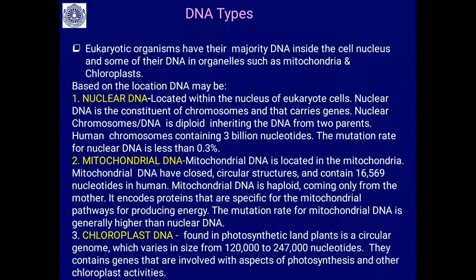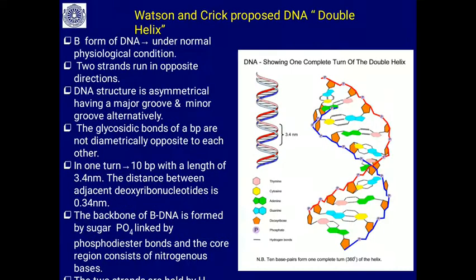Then chloroplast DNA, found in the photosynthetic land plants, is a circular genome similar to mitochondrial DNA, and it contains 1,20,000 to 2,47,000 nucleotides. They contain genes that are involved in photosynthesis or other chloroplast activities. Coming to the different forms of DNA, DNA occurs in different forms: A, B, C, D, E and Z forms.